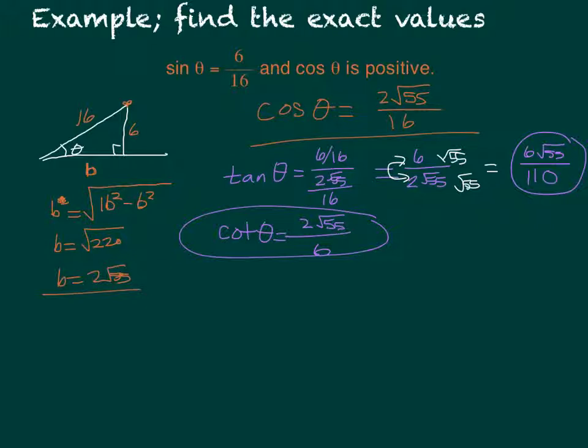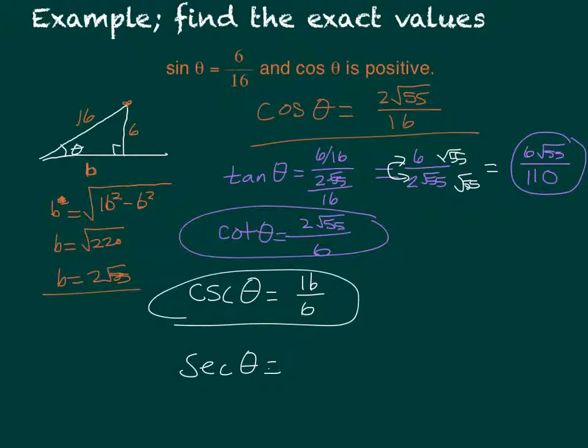And finally, we want to find cosecant and secant. Cosecant of theta and secant of theta are reciprocals of sine and cosine. So cosecant, I'm going to flip sine, so that's going to be 16 over 6. Secant of theta is going to be the reciprocal of cosine, so that will be 16 over 2 square root of 55. And again, we're going to need to rationalize our denominator, so multiply by the square root of 55, square root of 55, and I get final answer of 16 square root of 55 over 110. Final answer.